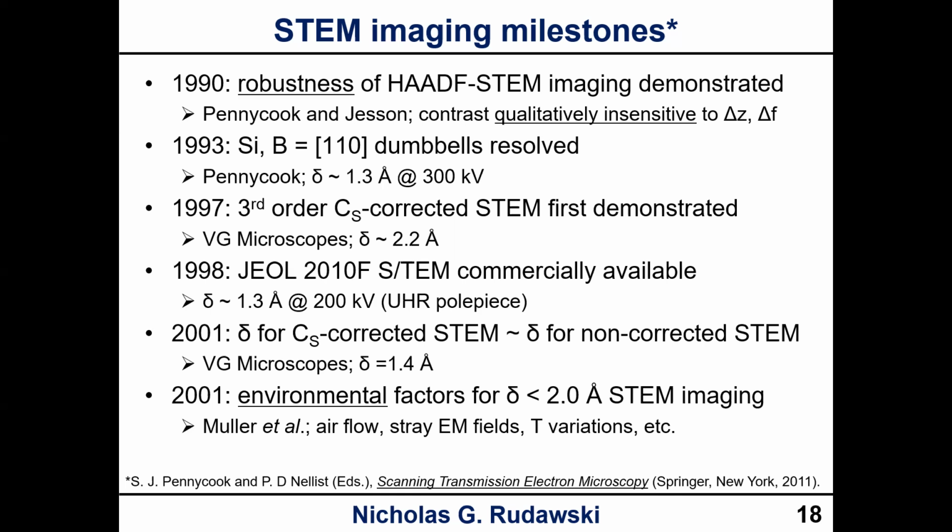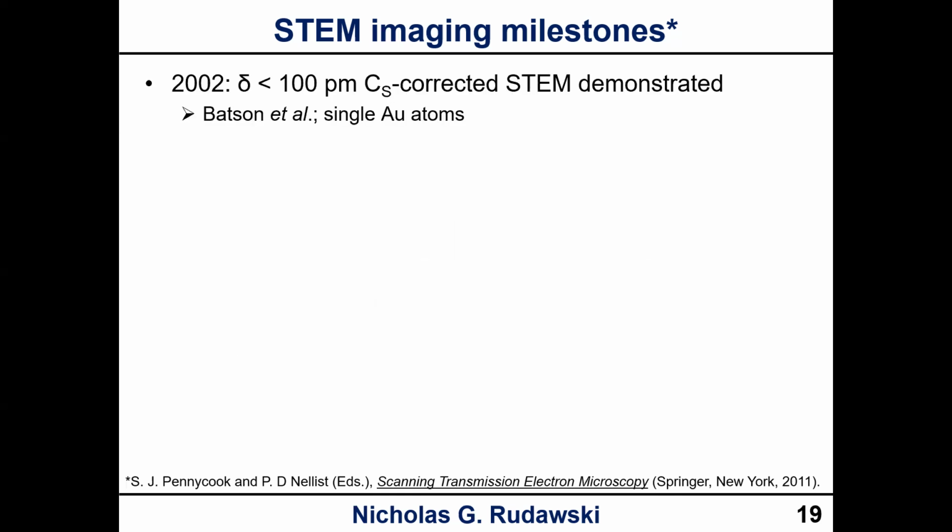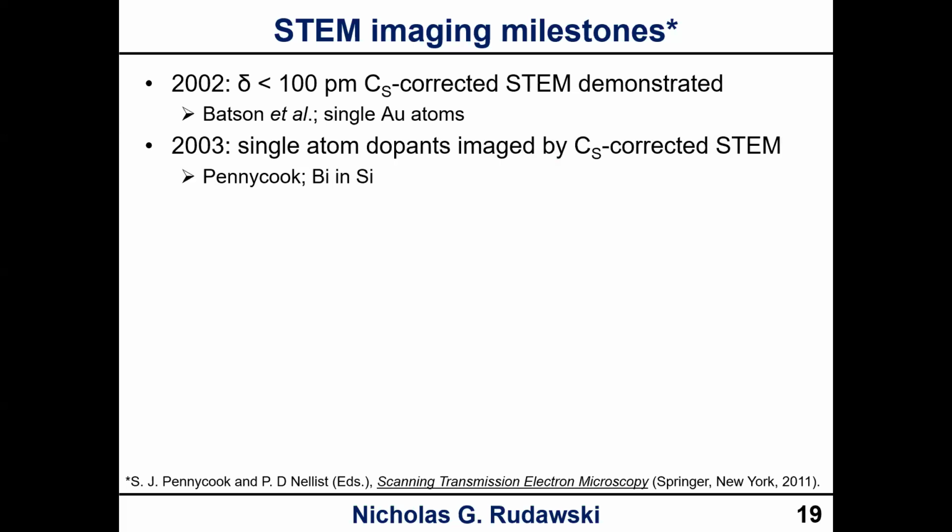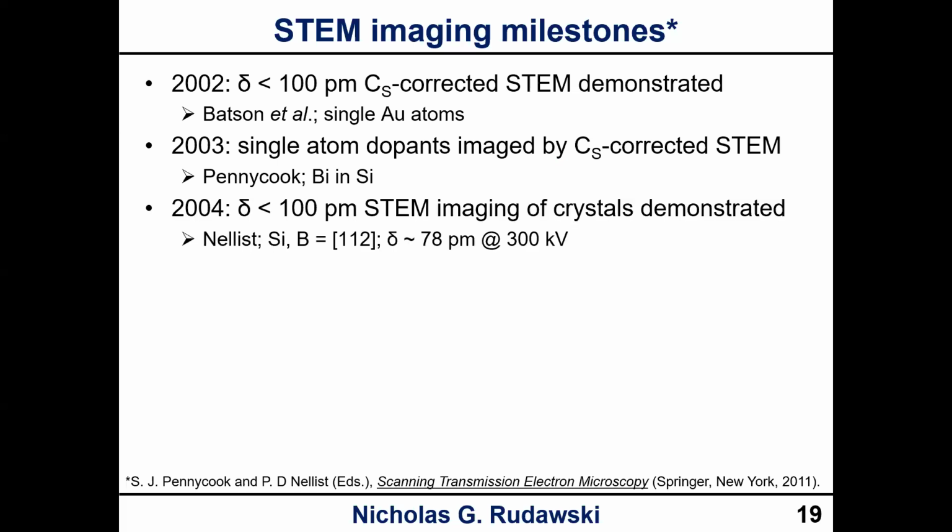In 2001, there was another important paper published that talked about the role of the environment of the microscope in getting proper STEM images, specifically talking about things like airflow, magnetic fields, temperature variations. In 2002, the 100 picometer or 1 angstrom barrier was broken for the first time. And in 2003, single dopant atoms were first imaged by CS-corrected STEM. This was bismuth in silicon.